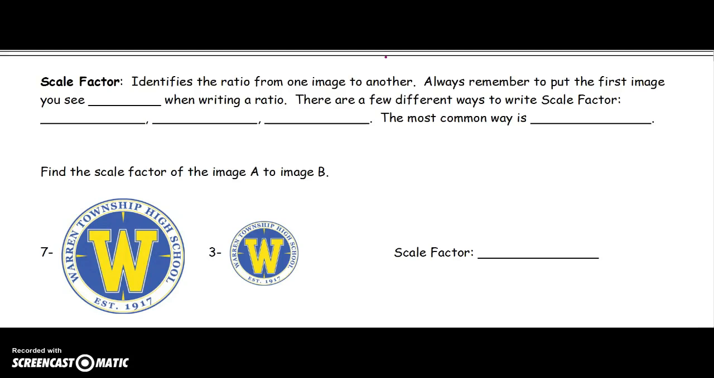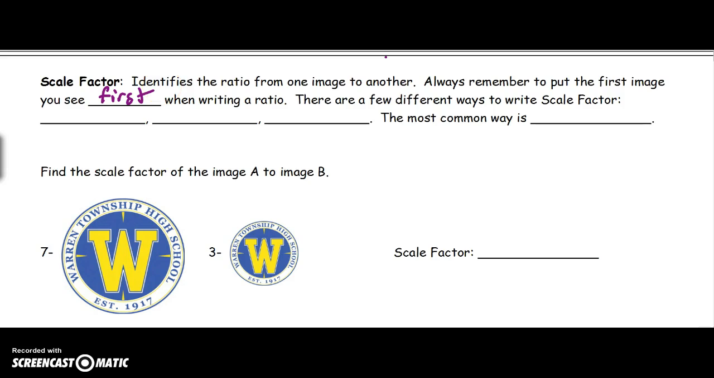Today's lesson is on dilations and scale factor. The first thing we're going to learn is scale factor, and what that does is identify a ratio from one image to another. So whether you're going to make your image larger or smaller, it all depends on the scale factor. Always remember to put the first image you see first when writing.